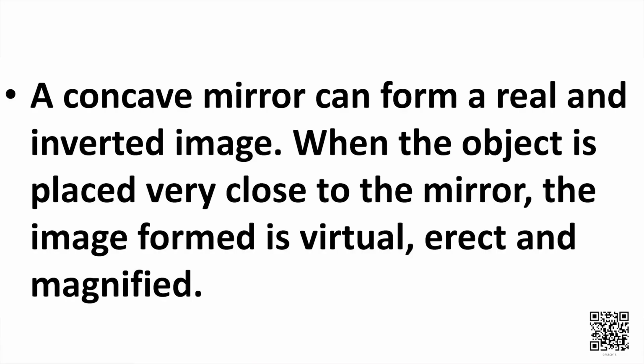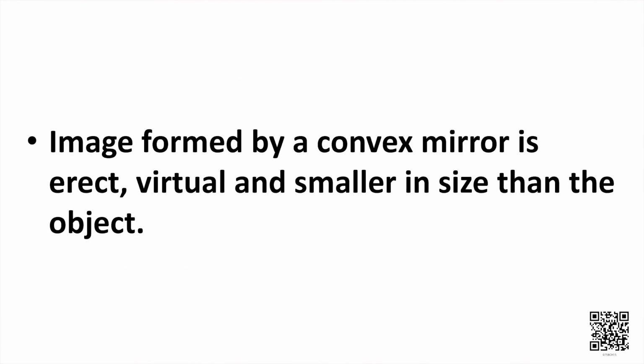So students, with this we are almost at the end of our chapter. What have we learned in this chapter? Well, we have learned that a concave mirror can form a real and inverted image, and when the object is placed very close to the mirror, the image formed is virtual, erect and magnified. We also learned that the image formed by a convex mirror is erect, virtual and smaller in size than the object. Now students, it's time for some exercise portion.